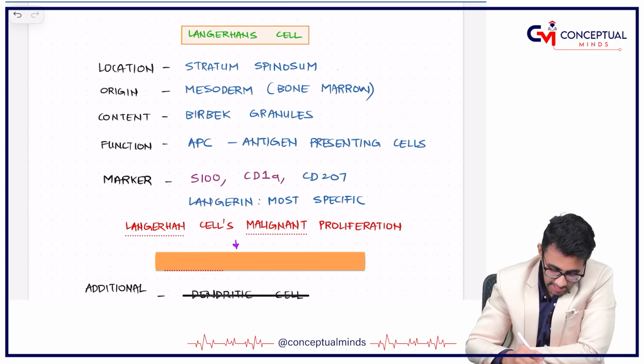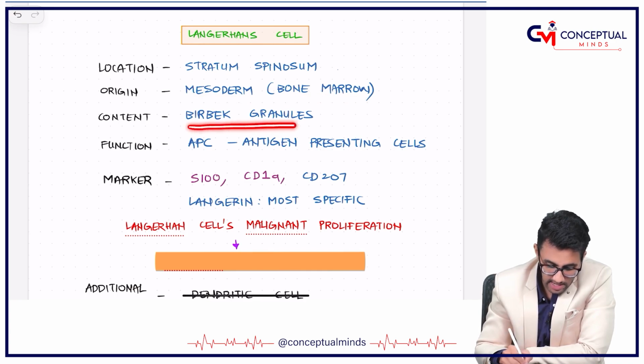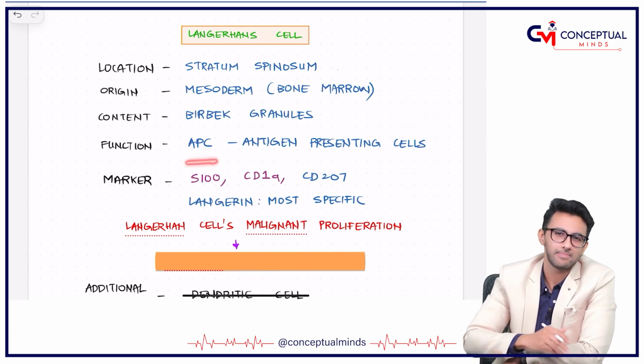Alright, fine. So stratum spinosum. Yes, so the origin is a mesodermal origin, bone marrow. Okay, and contents are the Birbeck granules. We'll see about this in a minute, right? Their contents are Birbeck granules. Function, APCs, antigen presenting cells.